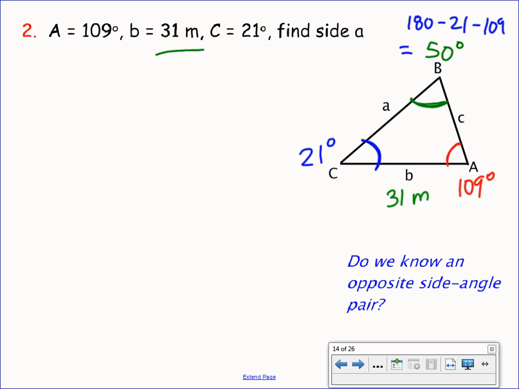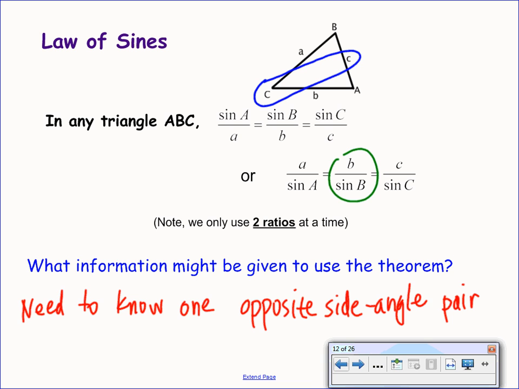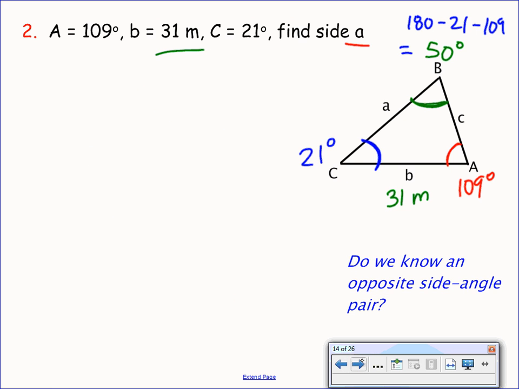What am I looking for? I'm looking for side length A. Since I can use any form, I'm going to choose the form that has A on top, so I have fewer steps to solve. I'll use the equation: unknown side length A is to the sine of angle A, just like, and because we know both B's, I'll purposely choose B is to sine of angle B.